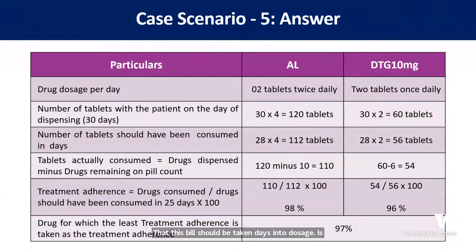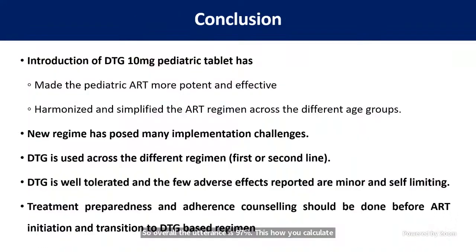So here, you can calculate the drug dosage per day, 2 tablets. The number of tablets with the patient on the day of dispensing, 30 days, that is 30 into 4, 120. The number of tablets that should have been consumed in the days should have been 112. So the tablets actually consumed is equal to 110. So there is 90% adherence to the AL and 96% adherence to the DTG. So overall, the adherence is 97%. This is how you calculate the adherence during your follow-up.